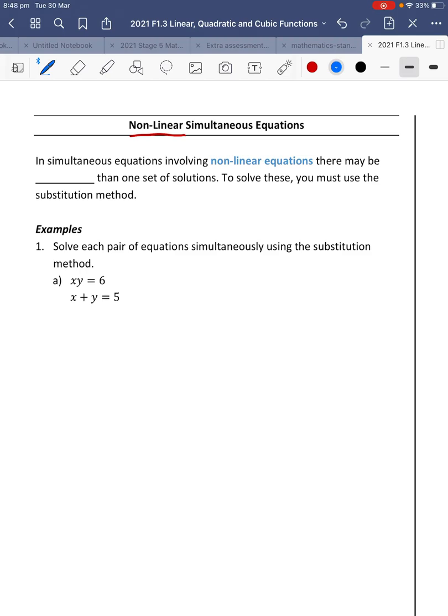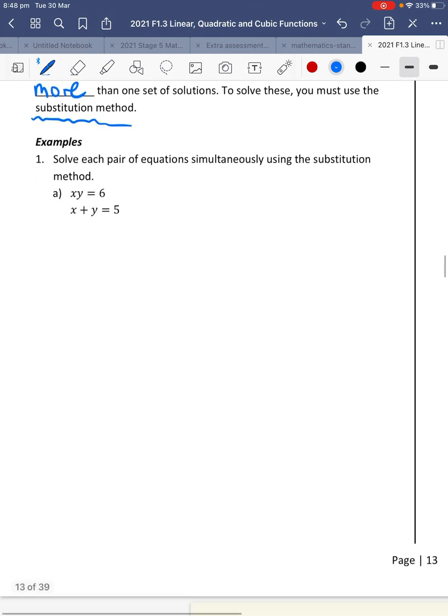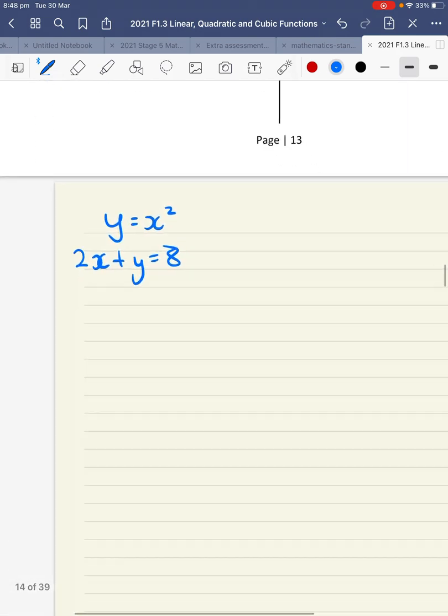Well, we saw when we did linear simultaneous equations, there was only one possible solution. But when we're solving simultaneous equations with non-linear equations, there may be more than one set of solutions. And we're going to use the substitution method to solve these. So let's look at our first example.